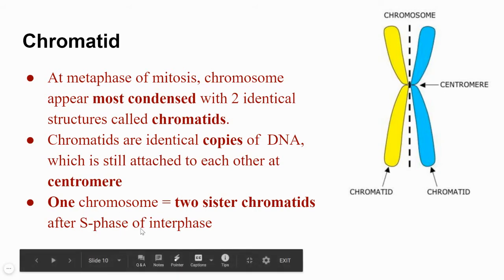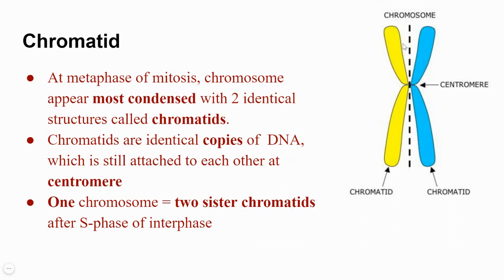S phase is the phase where our DNA gets duplicated. Just before entering mitosis or cell division, our DNA actually divides into 2, but remains attached at the centromere. So that's why it looks like this. A single chromosome looks like this.